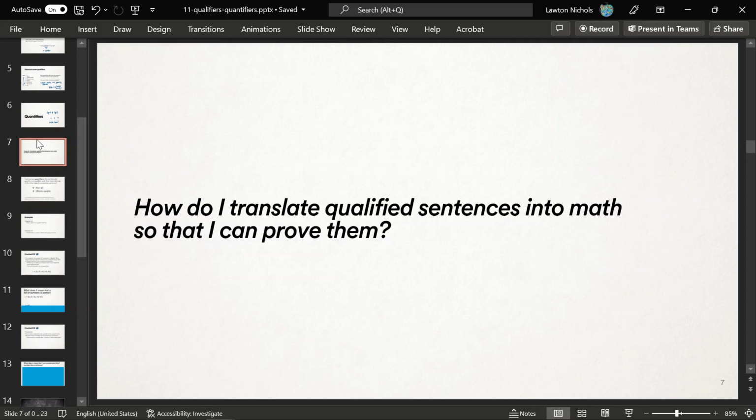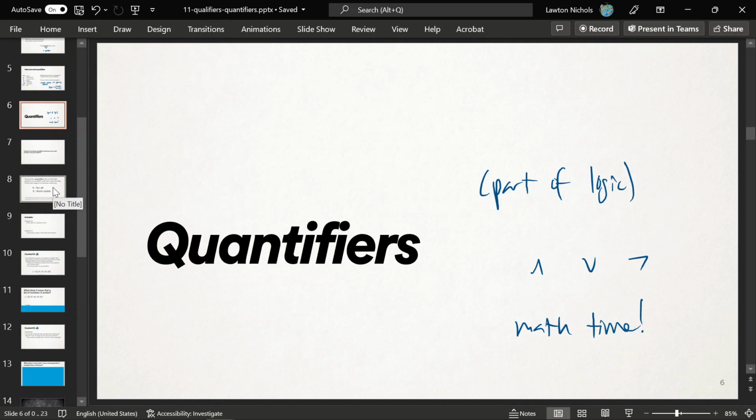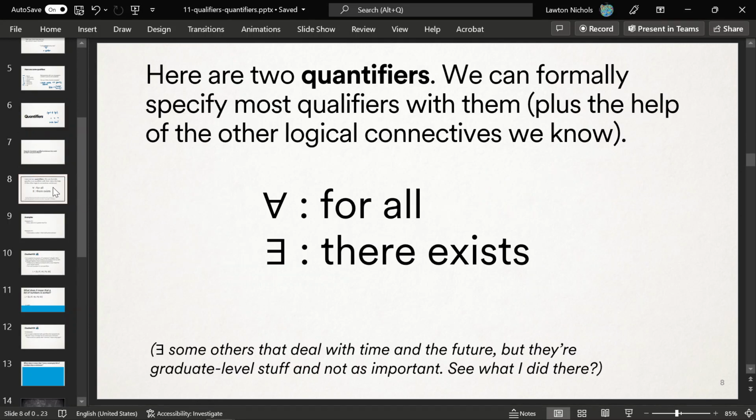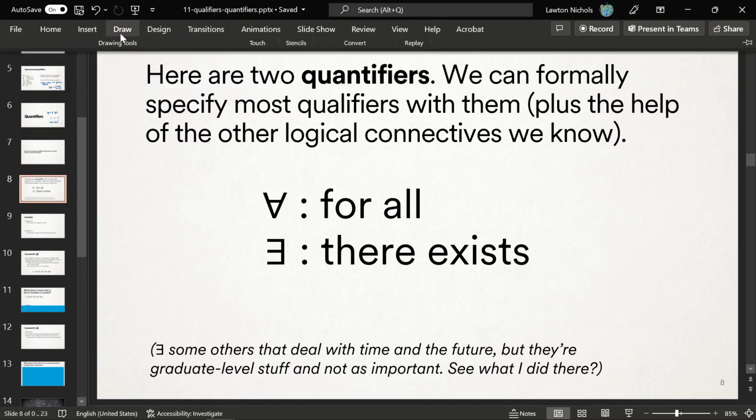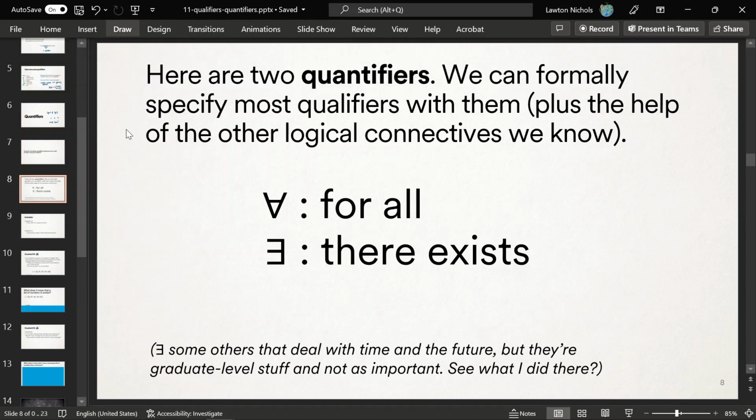And so there's a bunch of different quantifiers that could get us there. I'm going to teach you about two in this class, okay? You'll learn more about them if you ever take CSCI 26 or a more advanced math class in general. So these two symbols are called quantifiers, okay? We can actually formally specify, which is really cool, most of those qualifier words using these two quantifiers, plus the help of our ands and ors and nots, those other logical connectors. So adding these gives us a lot of expressive power.